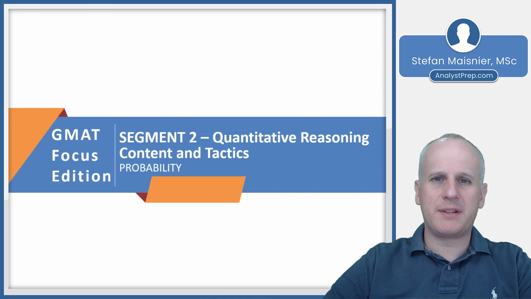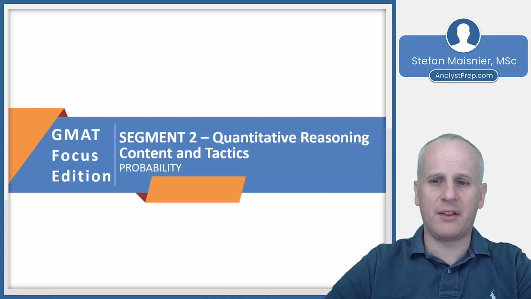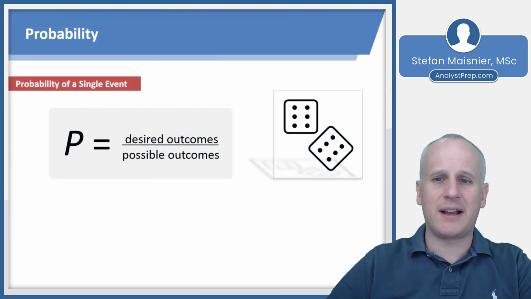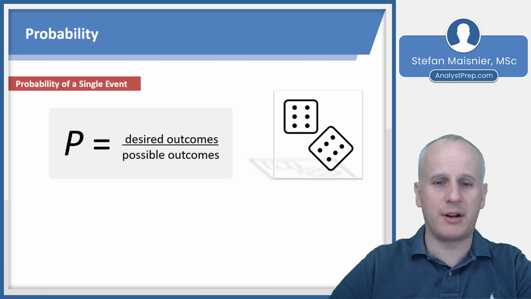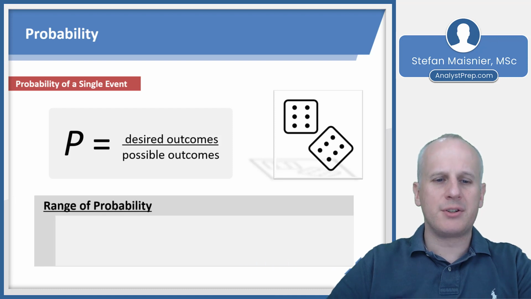In this lesson, we'll be talking about what the GMAT considers to be one of the more advanced content areas on the quantitative reasoning section, especially for word problems, and that is probability. So let's first just define how probability works, and the easiest way to do that is as a fraction, where the probability, or P, is going to be equal to your desired outcomes as the numerator, over the total possible outcomes as your denominator.